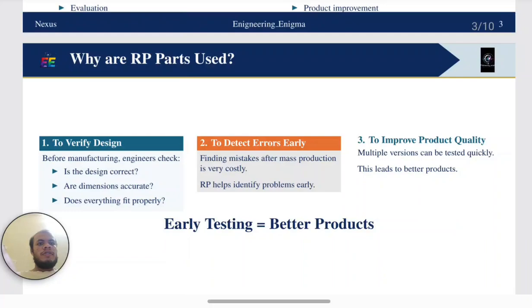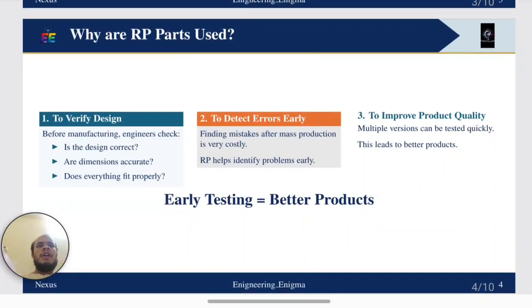So why are RP parts used? That is the main question. The first reason is design verification. Engineers want to confirm: is the design correct? Are the designs accurate? Do all components fit properly? Remember, a design may look perfect on a computer screen, but real life testing may reveal problems.